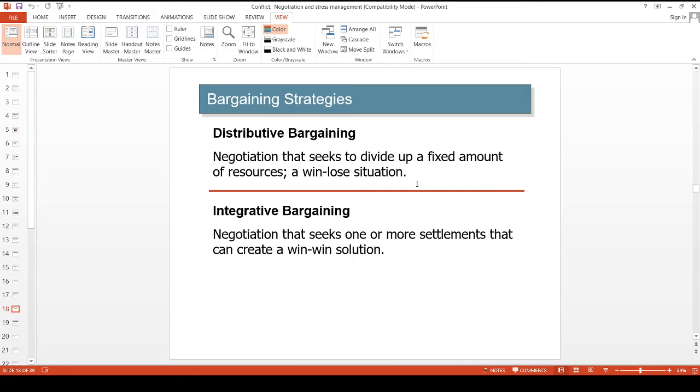And the other type of bargaining is integrative bargaining. It is negotiation that seeks one or more settlements that can create a win-win situation.